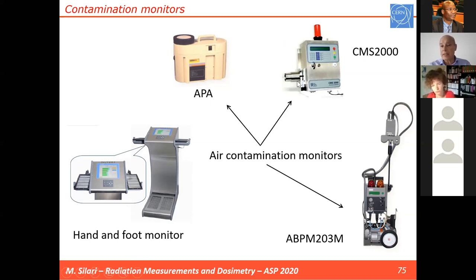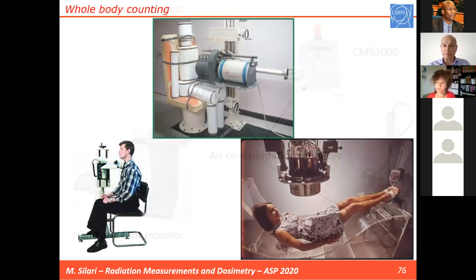There are devices that sample the air. You can have various types of air monitors. You want to sample the air to see whether you have activation of the air. There are systems that sample air on a filter that you have to measure offline, so that will not give you any direct indication of activation in air. Others sample the air and monitor it and give you an immediate reading of the potential contamination in air.